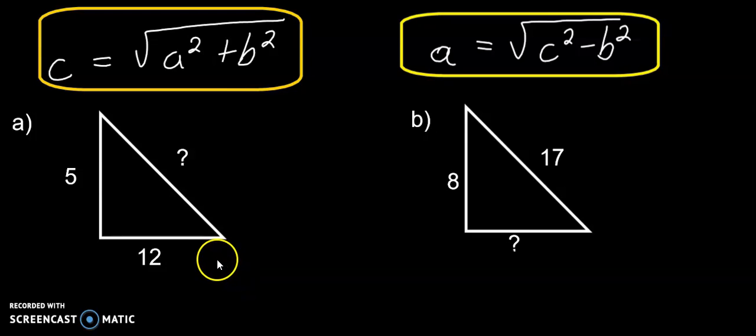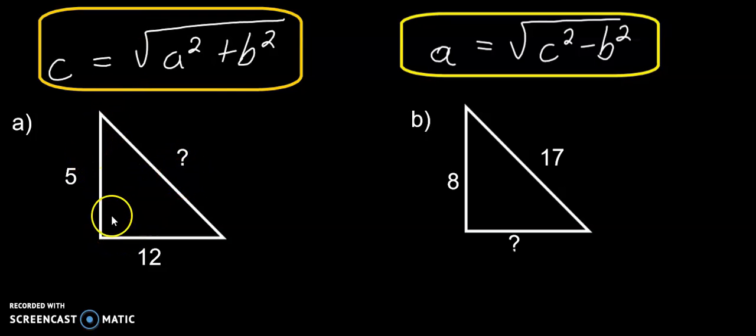So let's look at these two examples here. In example A, we're given the sides. 5 is one side, 12 is the other side, so that's a and b. And the question mark is the hypotenuse. We know it's the hypotenuse because it's opposite the right angle.